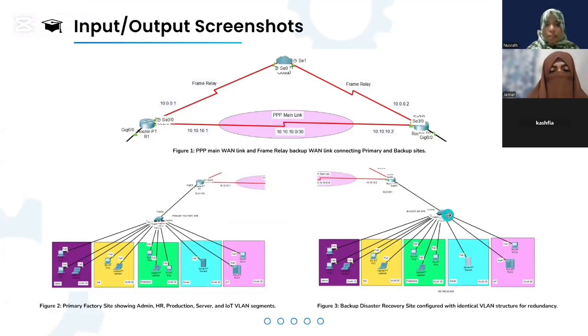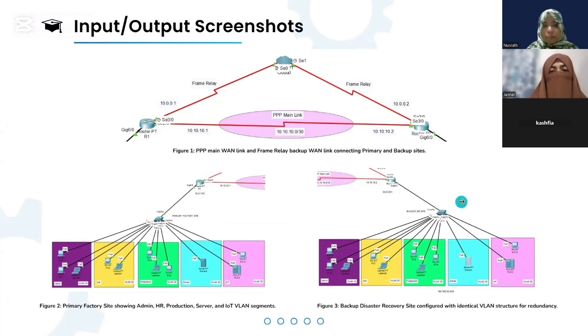Then we have the input-output screenshots. This slide represents the input and output screenshots of the implemented disaster recovery network. This slide shows the completed network implementation. Figure 1 represents the primary point-to-point protocol link and the frame relay backup link. Figures 2 and 3 show the primary factory side and backup DR side with identical VLAN structures. These configurations provide redundancy, business continuity, and disaster recovery.